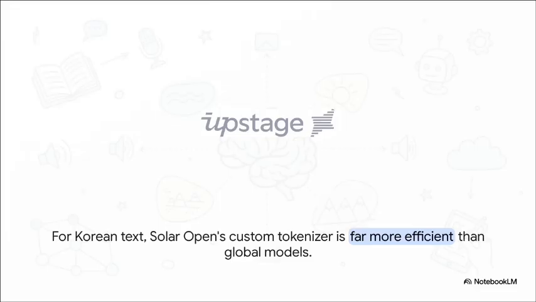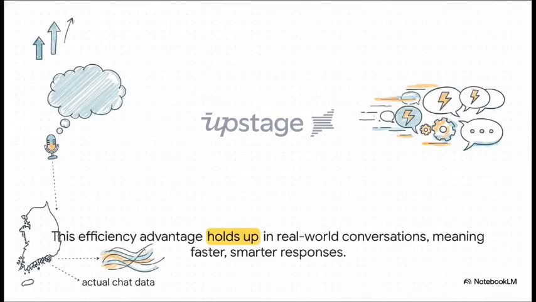All right, let's see the proof. Remember that custom tokenizer we talked about? Well, look at this. You can see right here that for Korean text, it is way more efficient than the tokenizers used in those big global models. This means it can literally read Korean faster and way more intelligently. And this isn't just some advantage in a lab. Nope. This efficiency holds up in the real world, in actual conversations. On real chat data, SolarOpen's tokenizer keeps its lead, which translates to faster, smarter responses, and a much deeper understanding of what a user is actually trying to say.